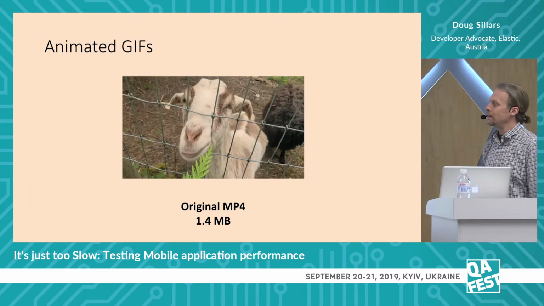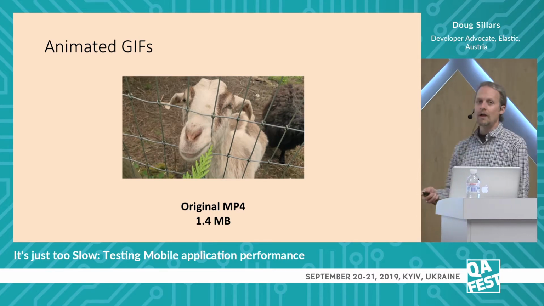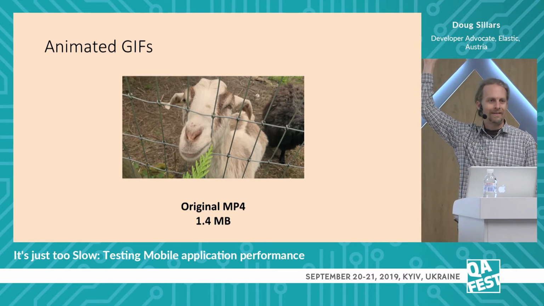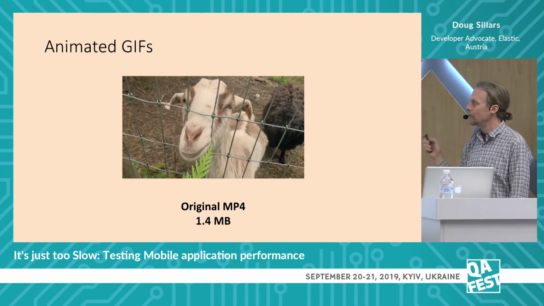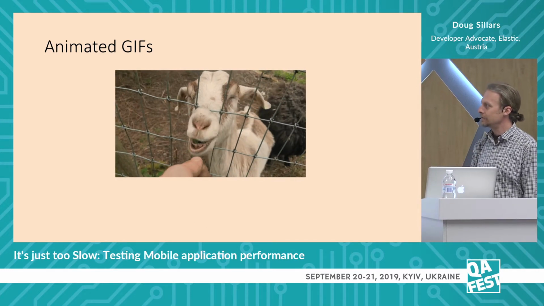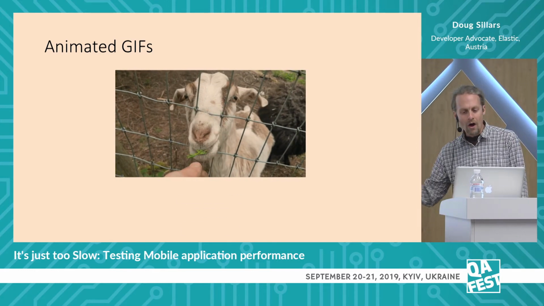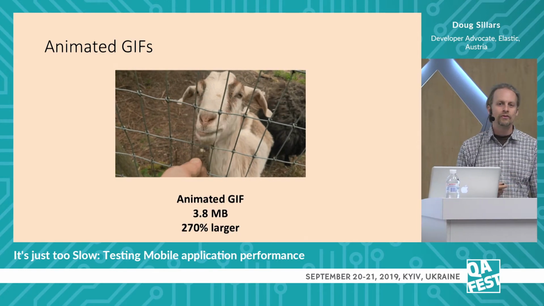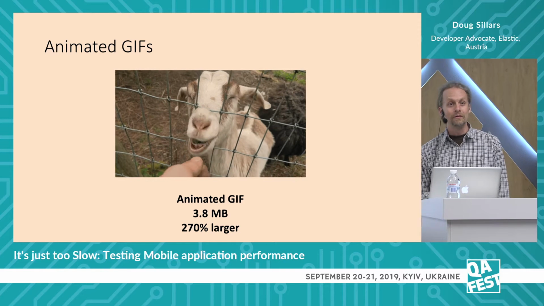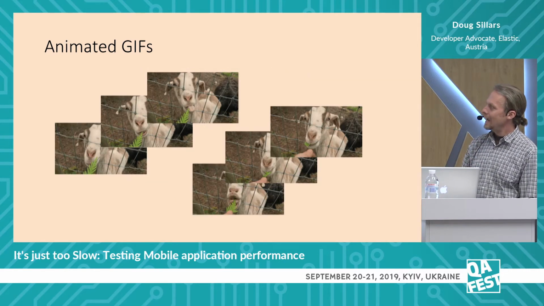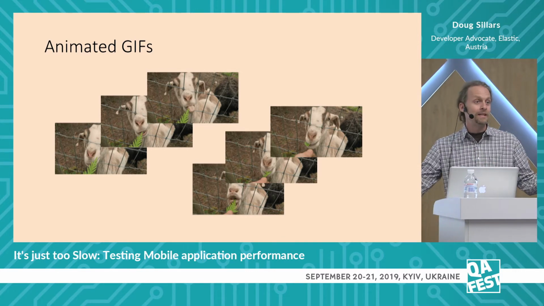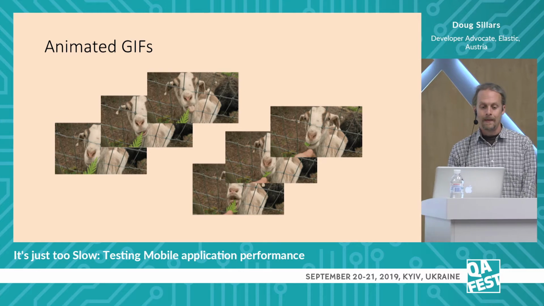Other things we can do to speed up the web and apps. Who loves an animated GIF? Animated GIFs are awesome. And so this is my goat back in Seattle. This is Nora. And I made a GIF out of Nora eating a leaf. And that's awesome until you realize that the GIF is 270% larger than the movie. And so that's really bad. And the reason for that is animated GIFs are literally just a whole bunch of GIFs that flip through at 15 frames or 30 frames a second.